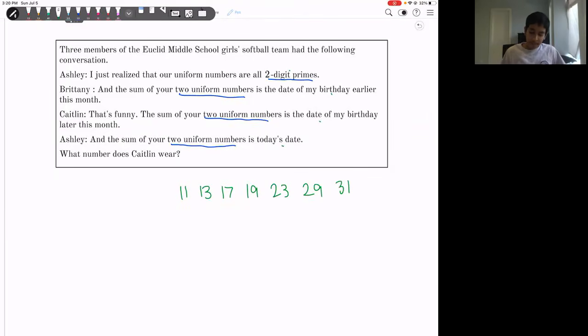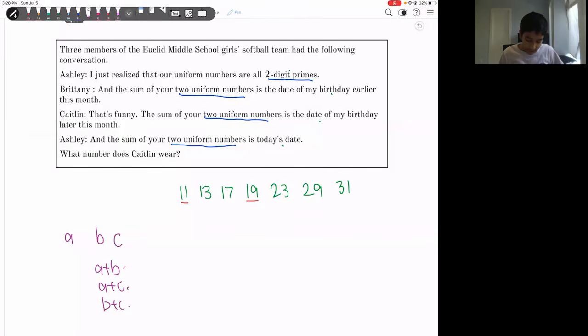Okay, so now let's look at our conditions here. If we take the sum of, let's just say, 19 and 11, that would work, but that would not. So essentially we have to take 3 numbers, let's just call them A, B, and C, such that A plus B, A plus C, and B plus C are all less than or equal to 31. So all these 3 terms have to be less than or equal to 31.